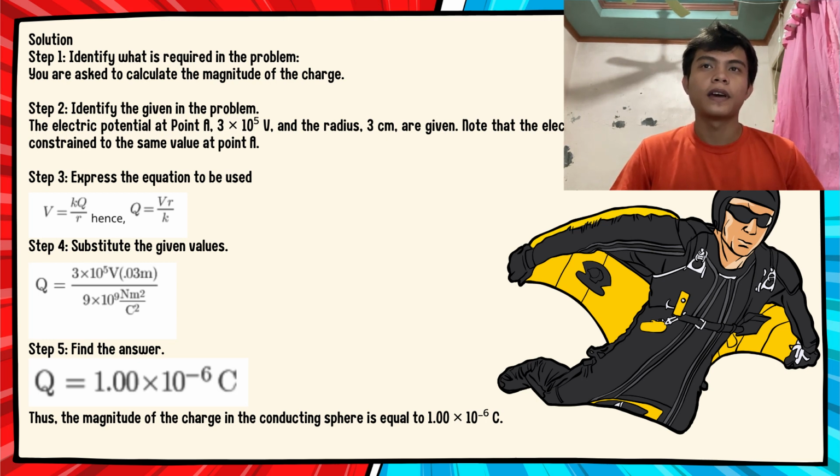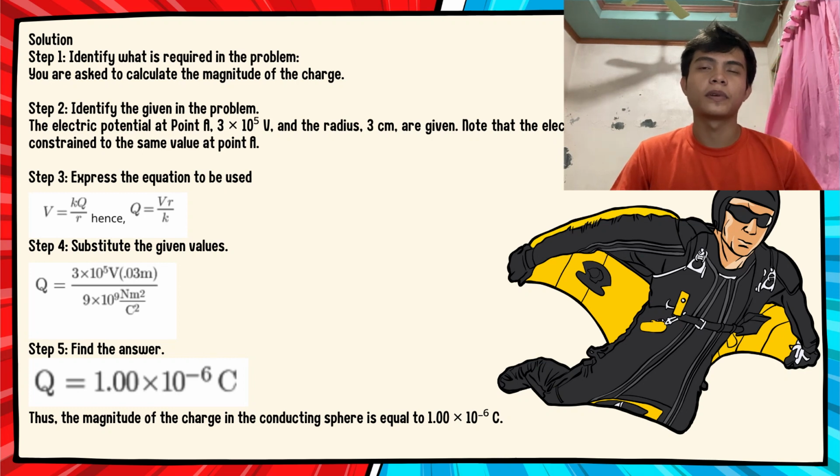Solution. Step 1. Identify what is required in the problem. You're asked to calculate the magnitude of the charge. Step 2. Identify the given in the problem. The electric potential at point A, 3 times 10 to the power 5 volts, and the radius 3 cm are given. Note that the electric potential at the surface, point B, will be constrained to the same value as at point A. So, pareha ra ang electric potential.